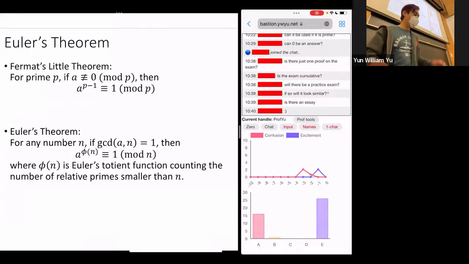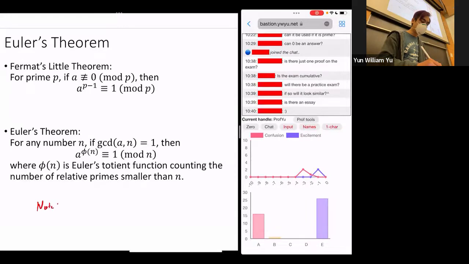So as a reminder, we had Fermat's little theorem for prime p. If a is not congruent to 0 mod p, then a to the p minus 1 is congruent to 1 mod p. And now we have Euler's theorem, which is strictly more powerful. So you don't even need to remember Fermat's little theorem anymore, because you can just always use Euler's theorem wherever you would have used Fermat's little theorem. For any number n, if the greatest common divisor of a and n is equal to 1, then a to the phi of n is congruent to 1 mod n, where phi of n is Euler's Totient function, counting the number of relative primes smaller than n.